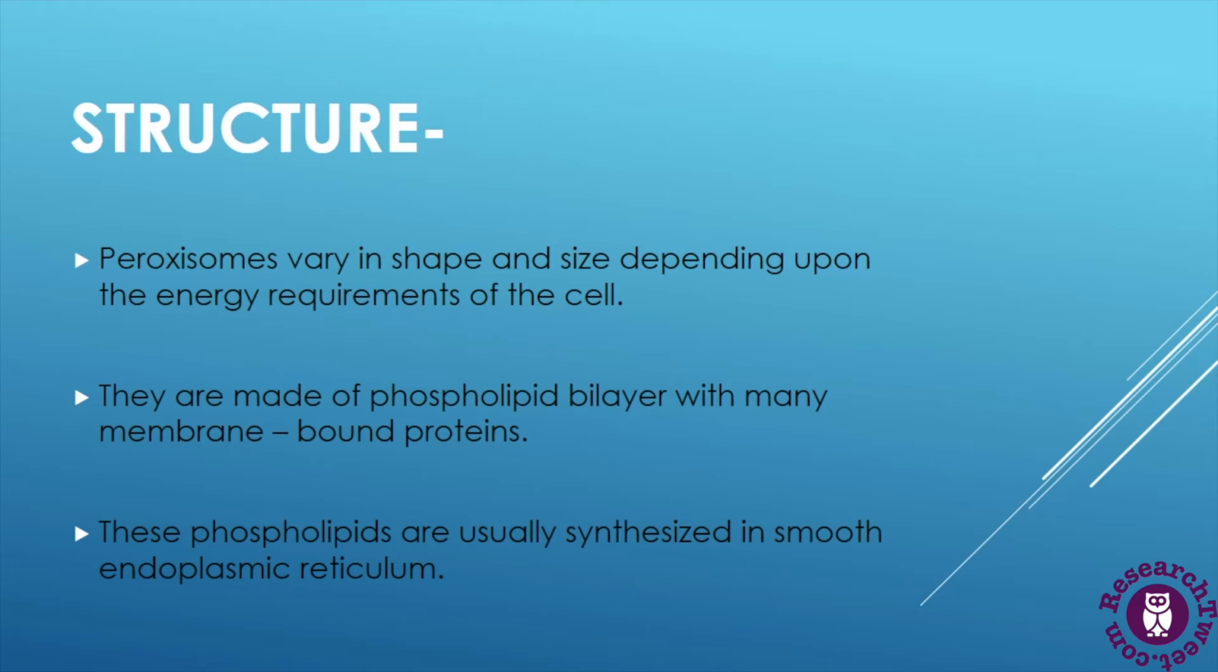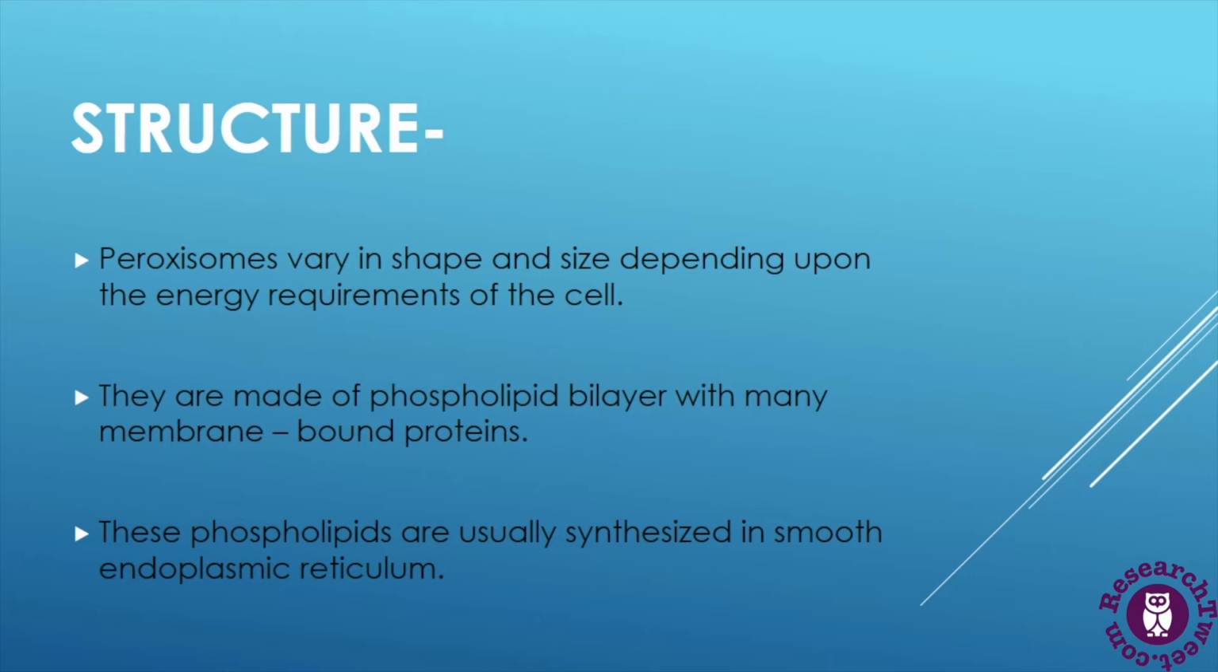So now let's understand the structure of peroxisomes. Basically the peroxisomes can vary in their shape and size, which totally depends upon the energy requirements of the cell. They are found in all eukaryotic cells and are made up of a phospholipid bilayer with many membrane bound proteins and enzymes, which are mainly peroxidases and catalases and many more enzymes, which have the ability to carry out oxidative reactions with the help of molecular oxygen. And these phospholipids are usually synthesized in the smooth endoplasmic reticulum.